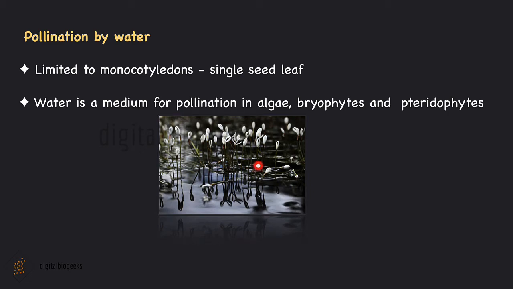In Vallisneria, the female flower has a long stalk, and with the help of this stalk, the flower reaches the surface of water and then pollen grains are released into the water. Then they reach the stigma through the water current.